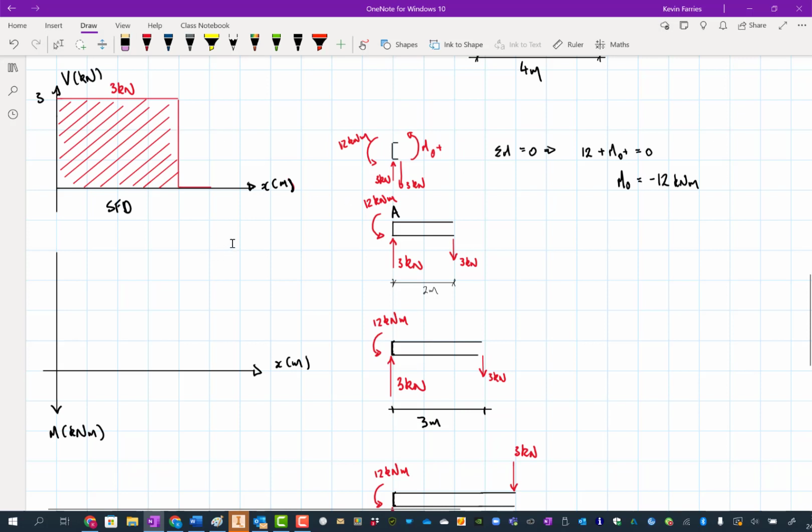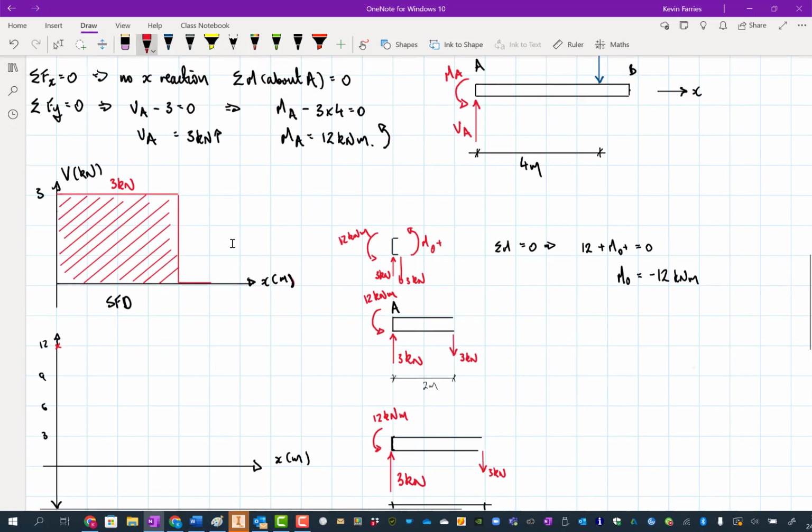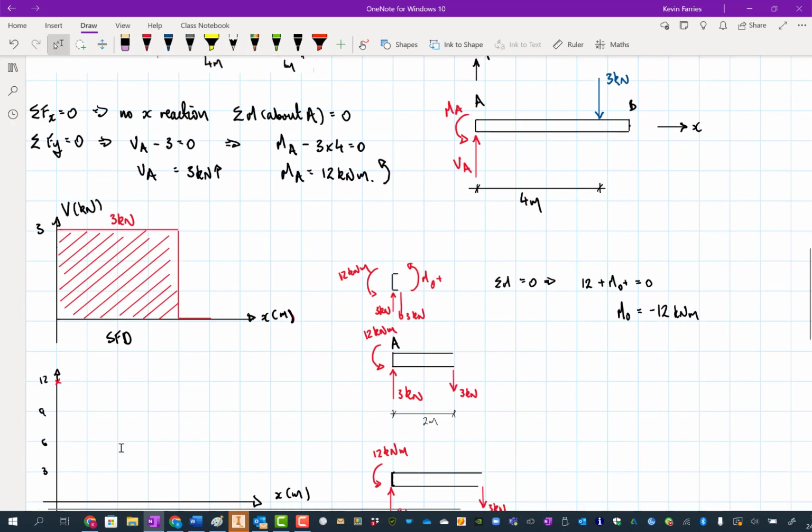I'll just decide what these are. So let's just call this 3, 6, 9, 12, say, for the units. And we're starting up here. Now, what we could do is, we know it's going to be a straight line to the next point. It's not horizontal, that's the shear force. It's going to be an inclined line. So we could just jump to this point here and calculate what the moment is at that point, and then just draw a straight line between them.